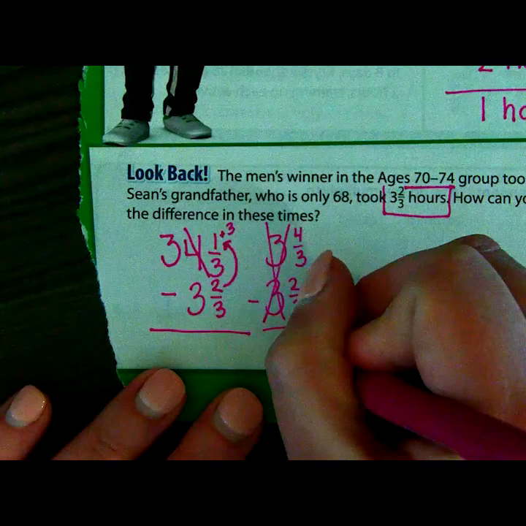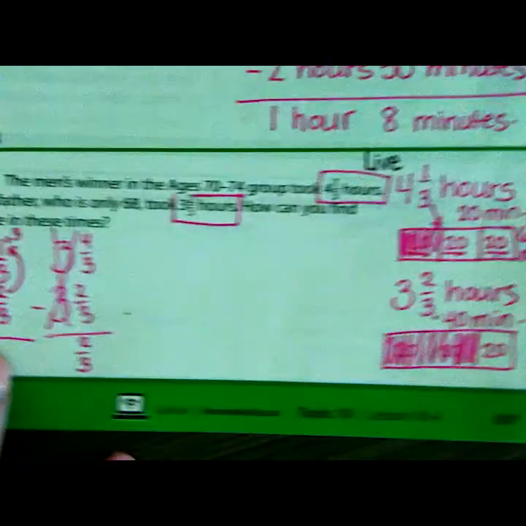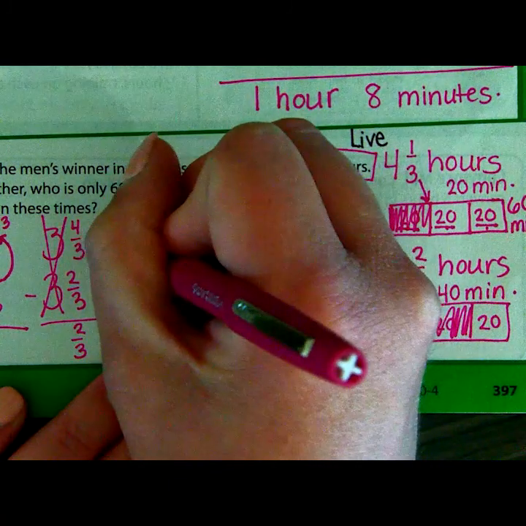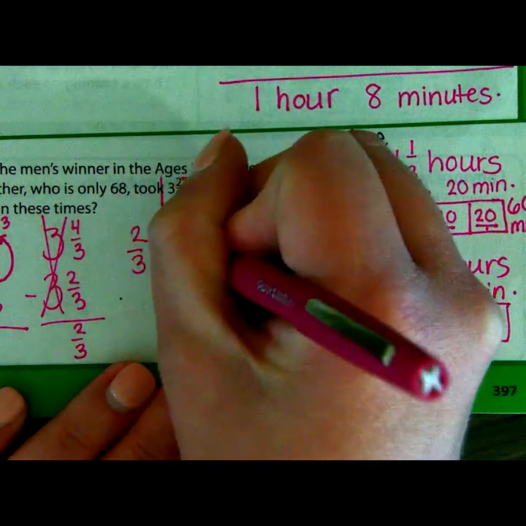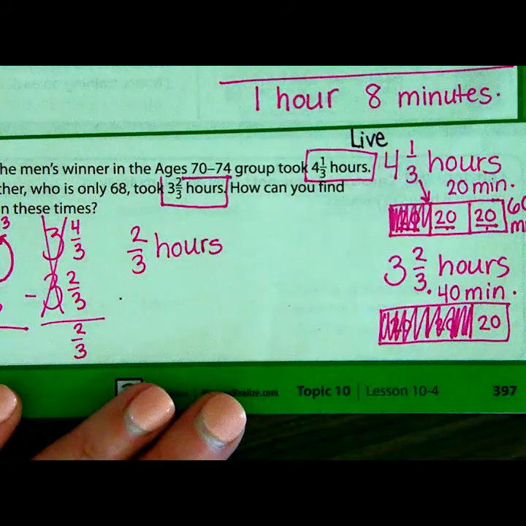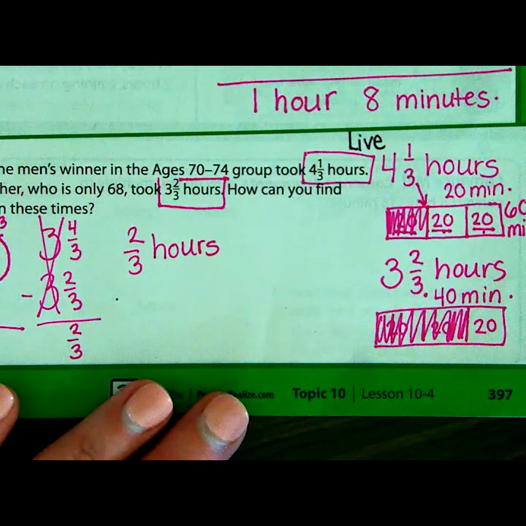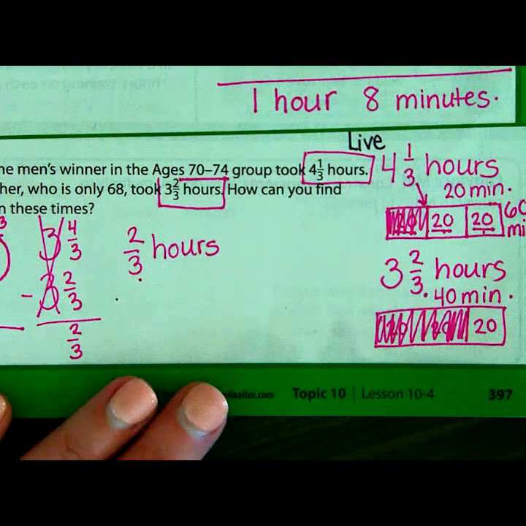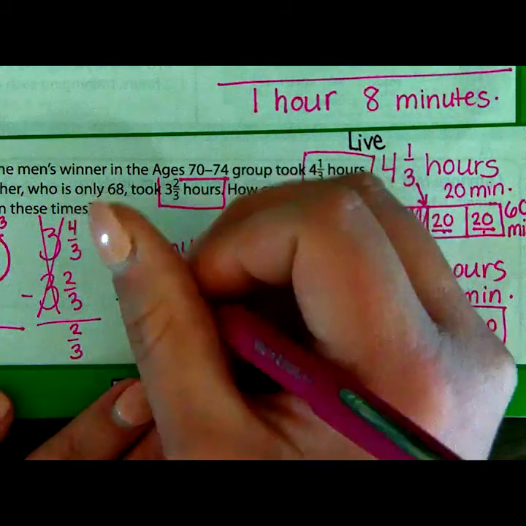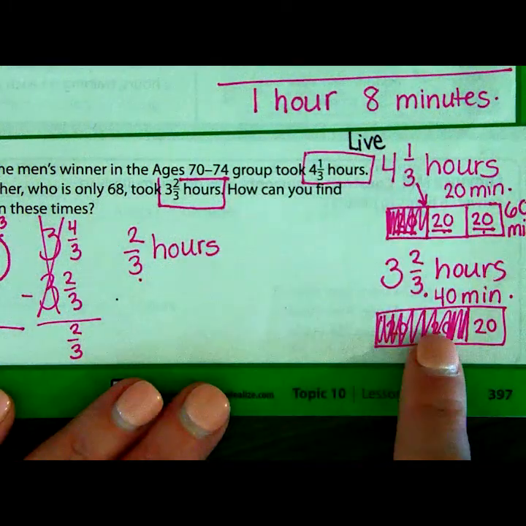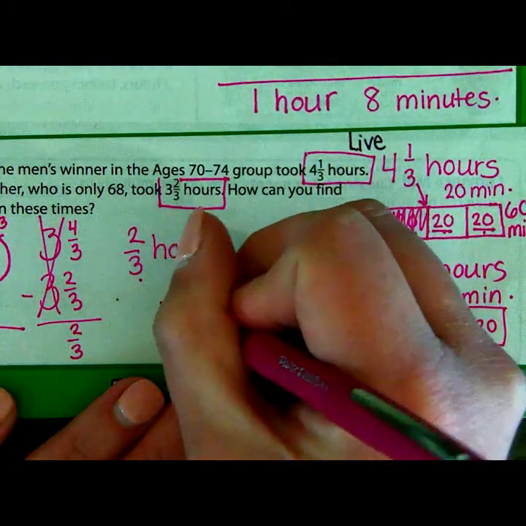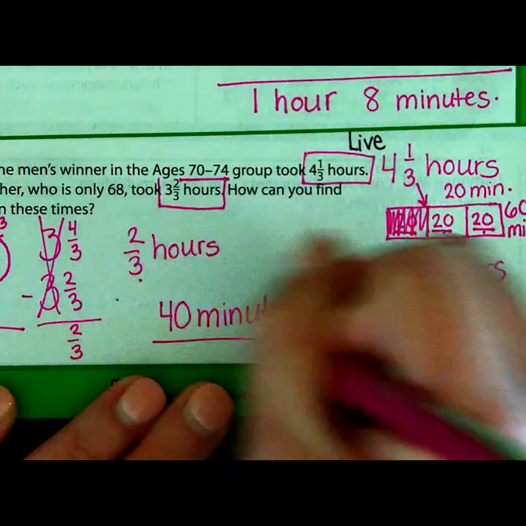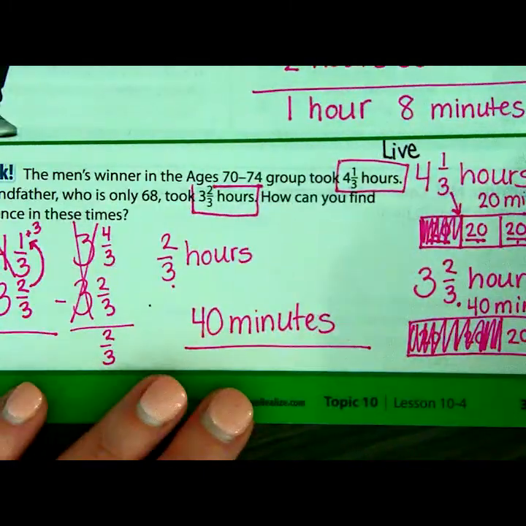Now, let's take a look. You could respond and write 2/3 hours. Or maybe you want to take it a step further. Knowing what you know about dividing an hour into 3 equal parts, you might want to say, if there's 2 of them, we said that is 40 minutes. So there's 40 minutes difference. Now, is it still acceptable, though, to answer and say 2/3 hours? Yes.